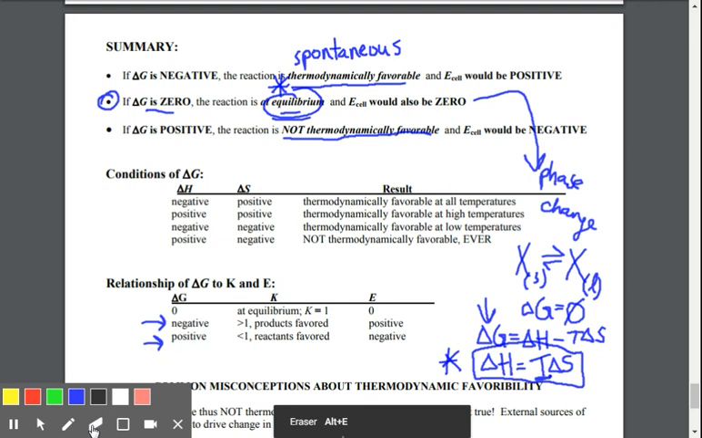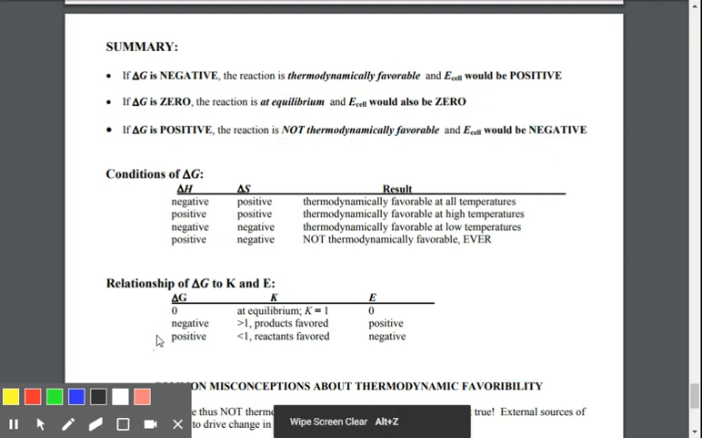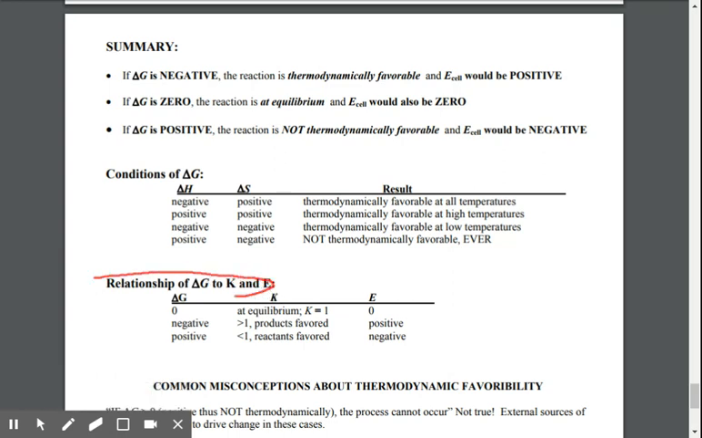What I want to do now is go through this bottom portion, the relationship between delta G, K, and E. I want to do this last because it is a very important concept. This is stuff we learned last unit, and it will be reinforced again in this unit. If delta G is 0, I'm at equilibrium, so my equilibrium constant is 1 and my E cell value is 0. If my delta G is negative, my E cell value is positive and my K value is greater than 1.